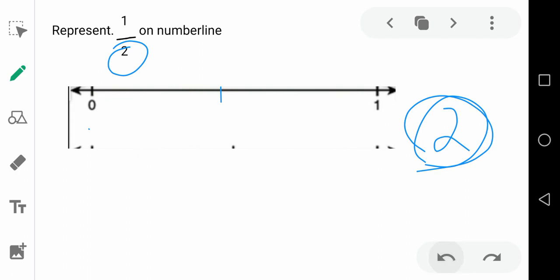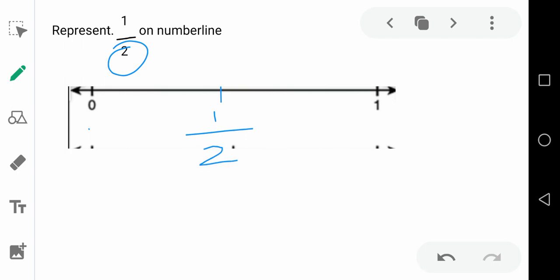Now, after 0, what is the number? This is the first half, so it is 1 by 2. This is the rational number 1 by 2. After 1 by 2, what is the next number? 2 by 2. What is 2 by 2? It is equal to 1. So 2 by 2 is equal to 1.